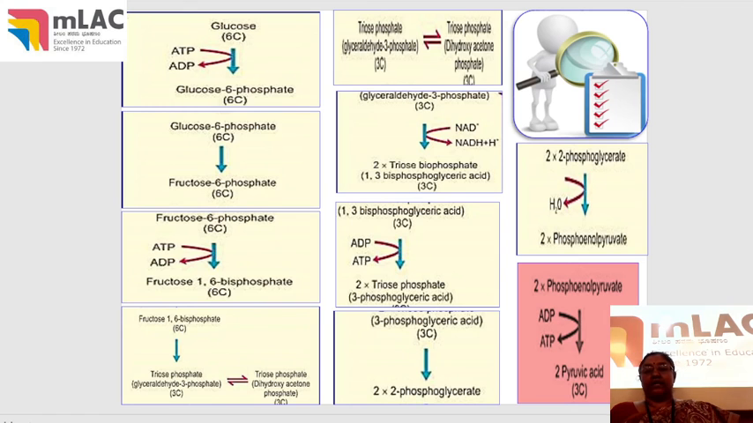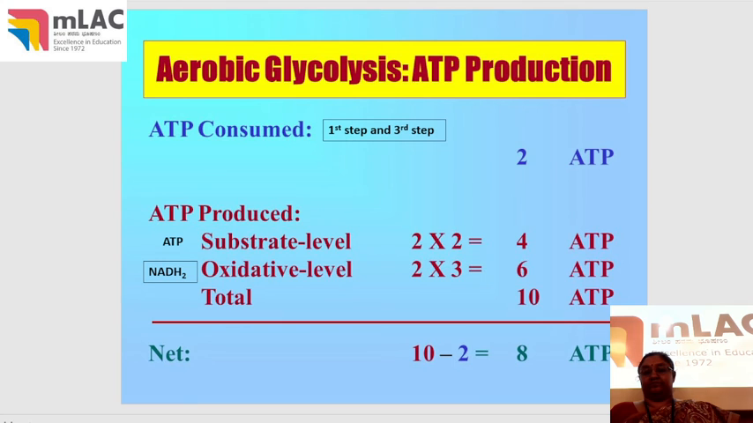So just to have a recap, you can see how the first 4 steps are meant for the preparatory phase reaction wherein there is ATP utilization. The next 6 steps contribute towards ATP generation. We now have to calculate the net gain of ATP. When we count the number of ATPs utilized in the entire pathway, we have the first step and third step showing the consumption of ATP. So 2 ATPs are utilized in the pathway.